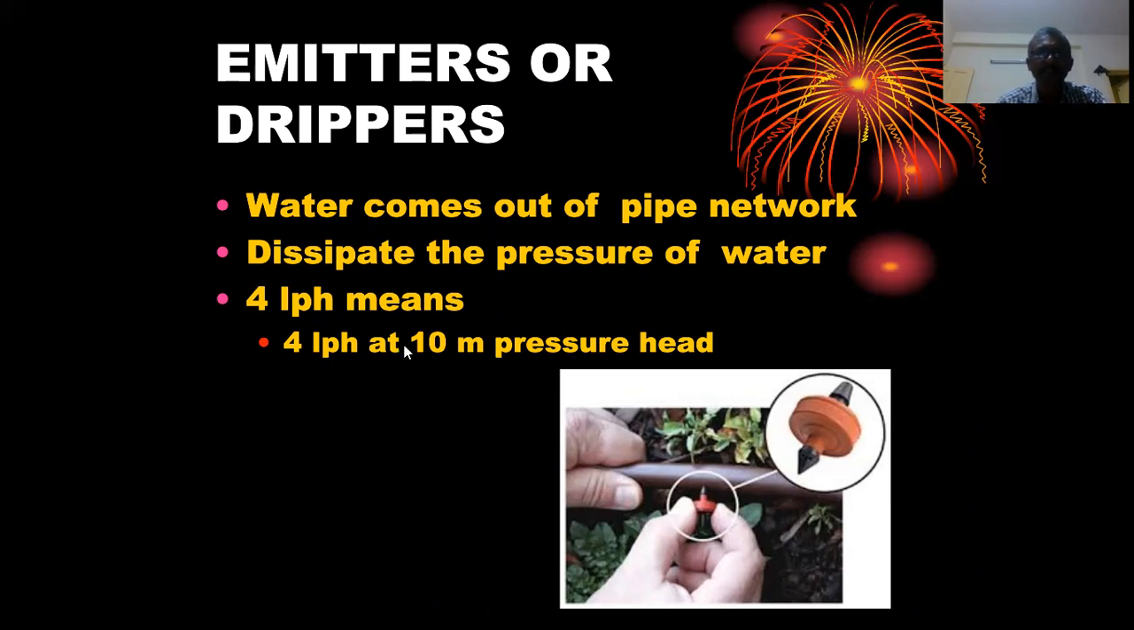The drippers are specified using liters per hour discharge rate. If it is said as 2 liters per hour or 4 liters per hour, it should be understood that it doesn't mean that all the time the dripper will discharge 4 liters per hour. Whatever be the pressure, don't think that you will get 4 liters per hour. 4 liters per hour implies that at a pressure head of 10 meter only it will deliver 4 lph. If the pressure head gets reduced, then the discharge will also get reduced. If the pressure gets increased, then you will have more discharge than 4 lph.